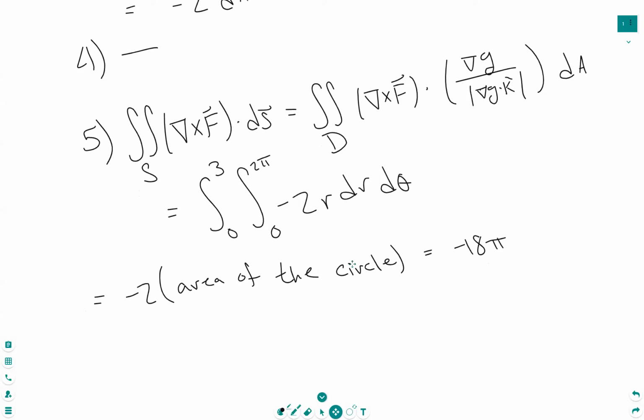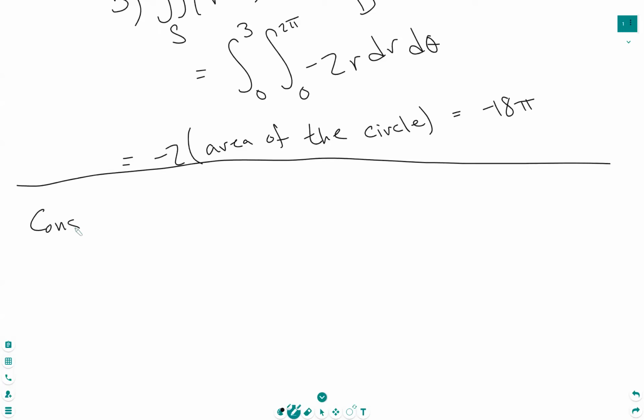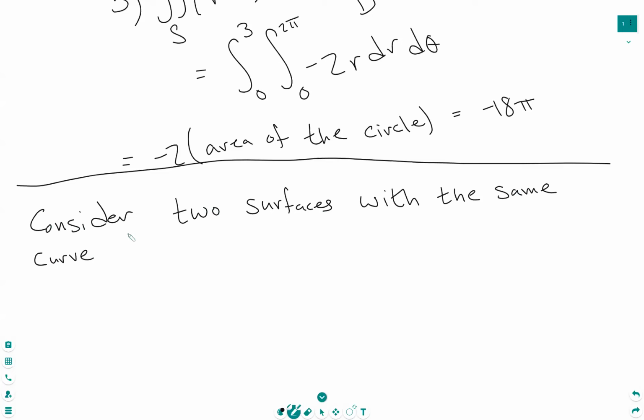So now we're going to be talking about something new. Let's put a break right here. And then we'll say we consider two surfaces with the same curve C. So the same boundary curve, to be precise.